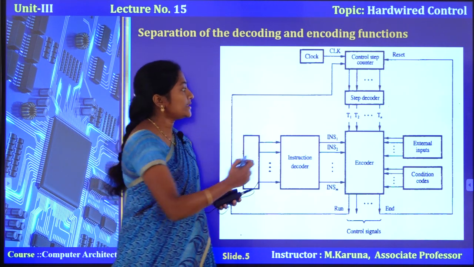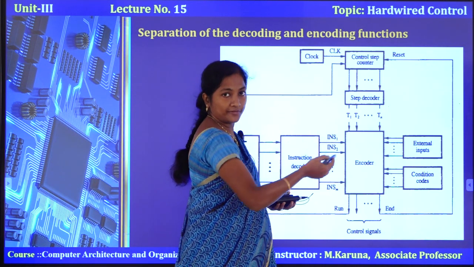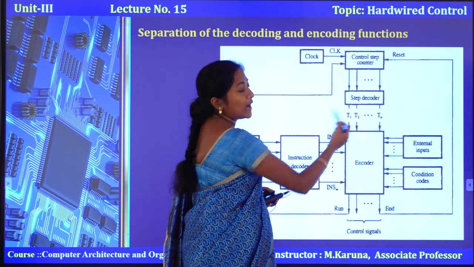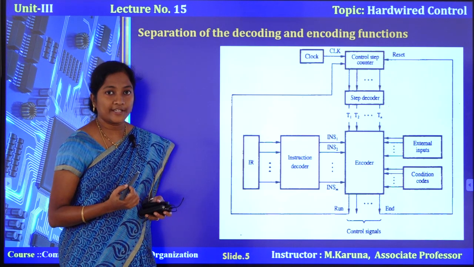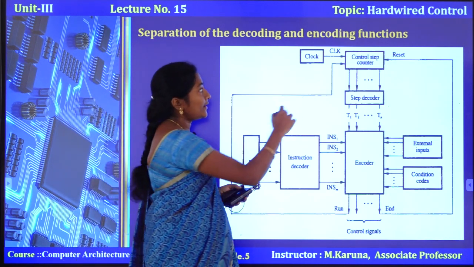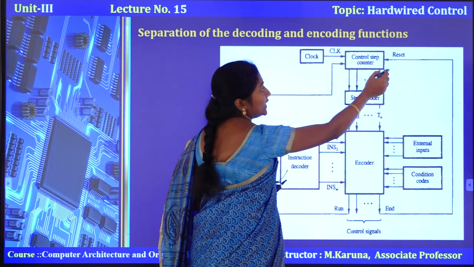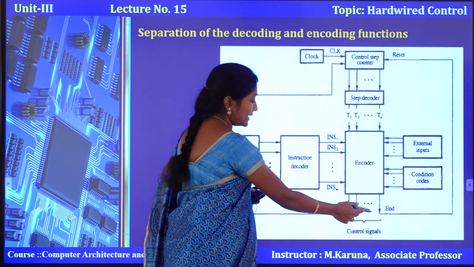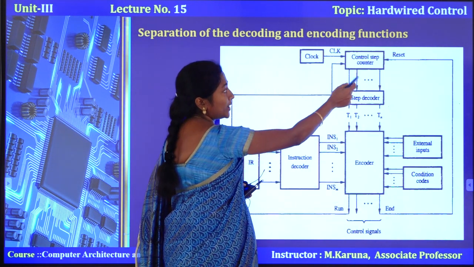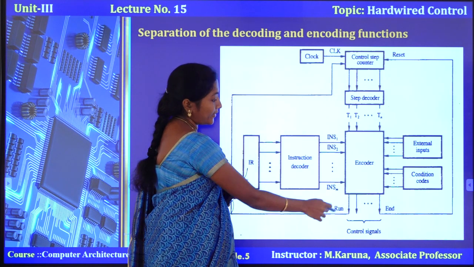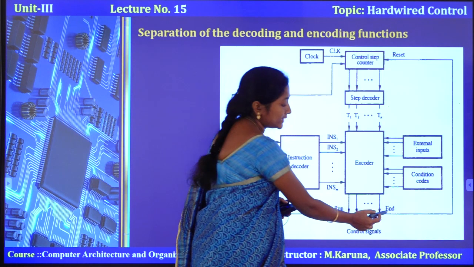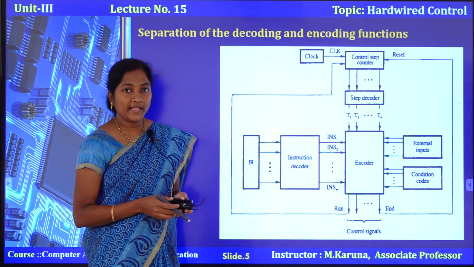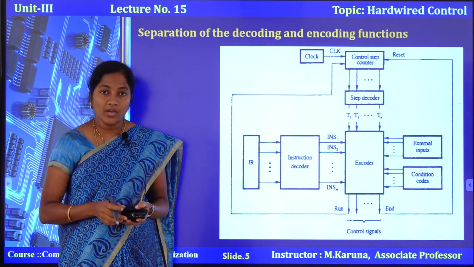Likewise here, if 7 sequence of steps are required, then T1, T2 up to T7 clock pulses will be issued by the clock generator. So the clock generator is again reset with the help of the reset signal and end signal, and the control step counter will be started with the help of the run control signal. Let us see how this end signal will be generated with the help of the hardwired control unit.